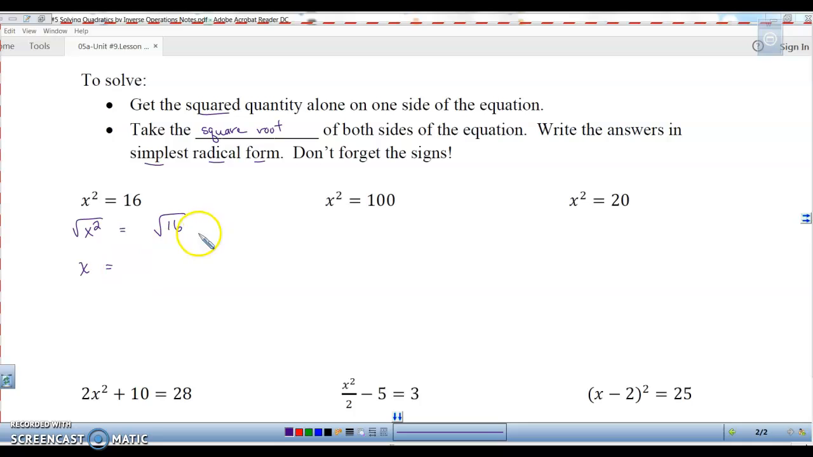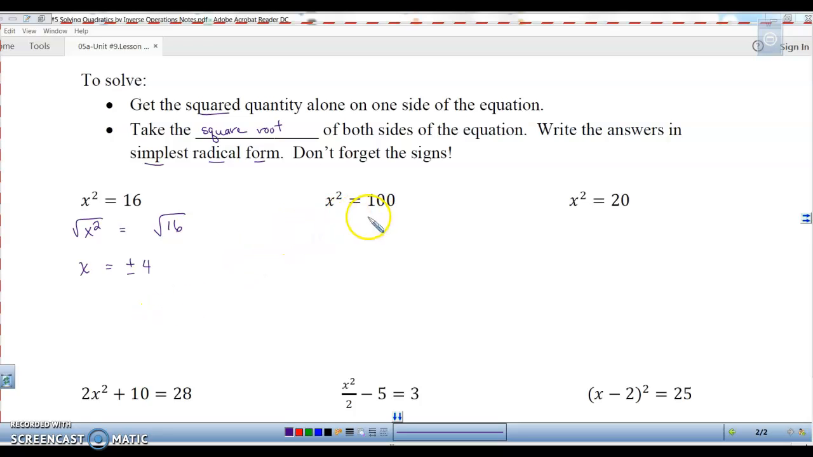And also remember, there are actually two answers for the square root of 16. Square root of 16 is 4, but it's also negative 4. So to indicate that, instead of having to write x equals 4, x equals negative 4, you just write x equals plus or minus 4. Okay, so that means there's actually two answers here, positive 4 and negative 4.